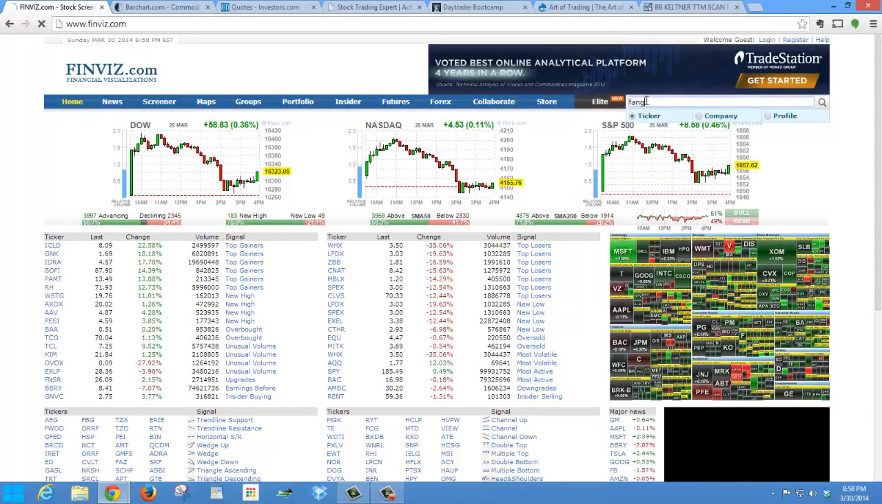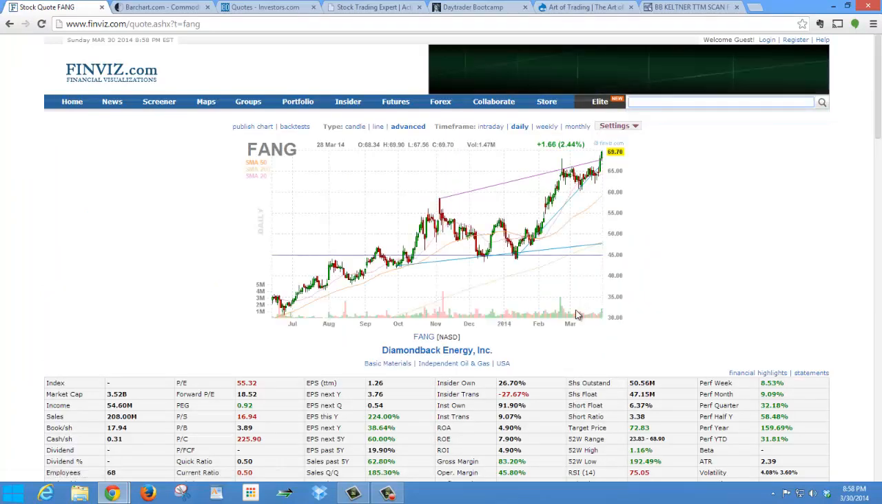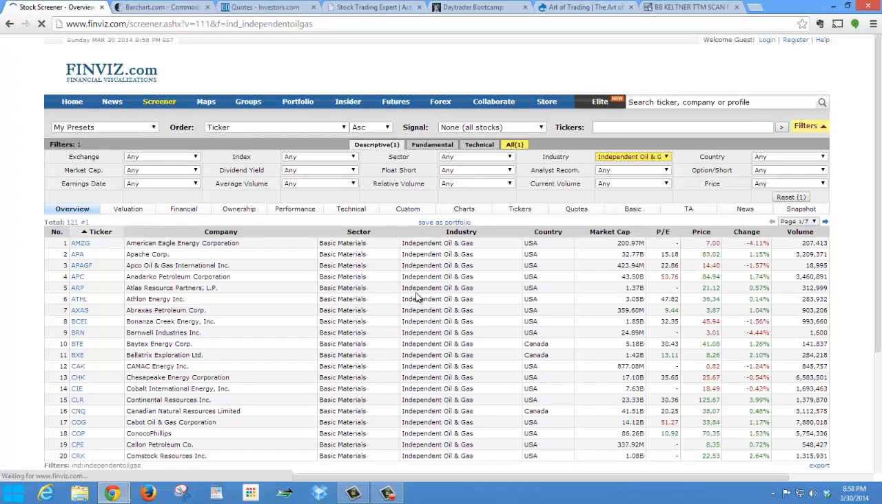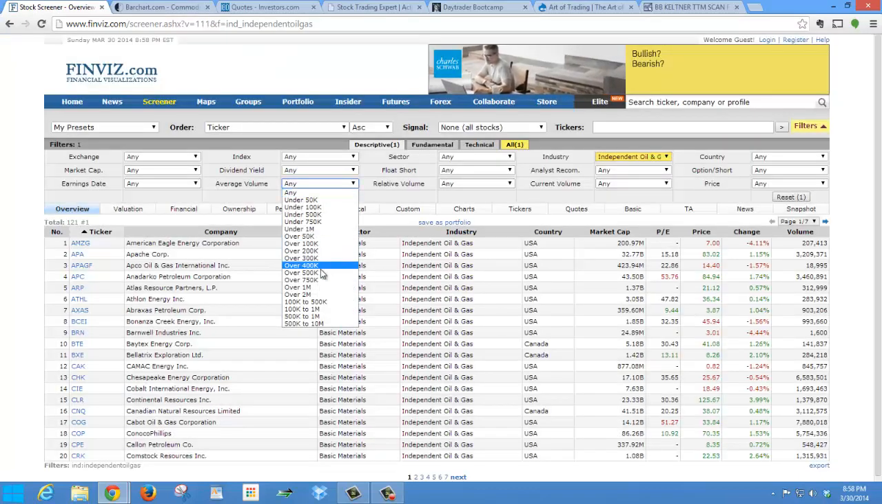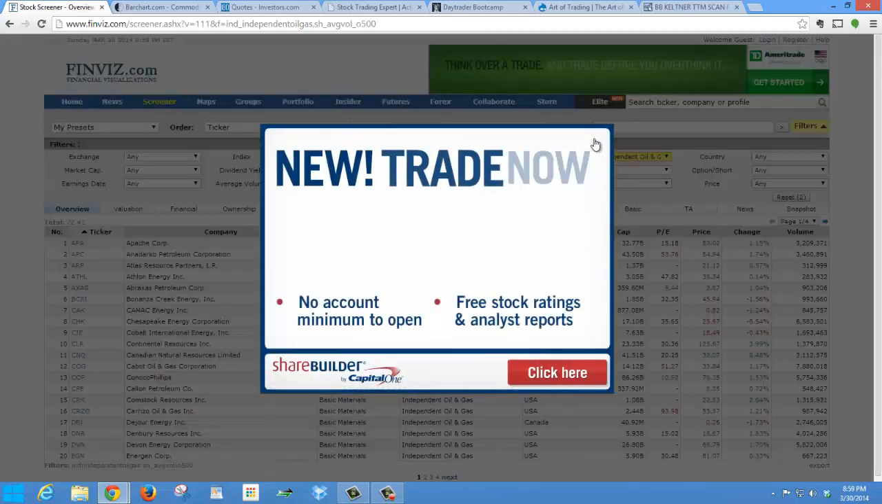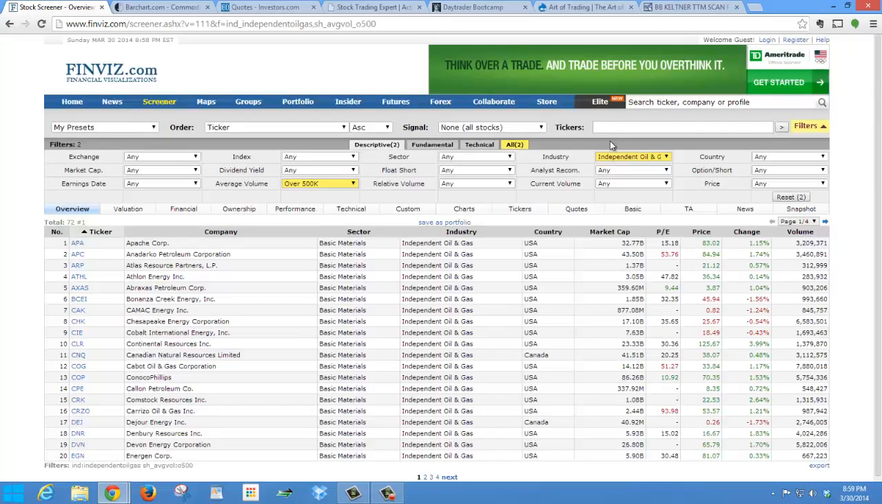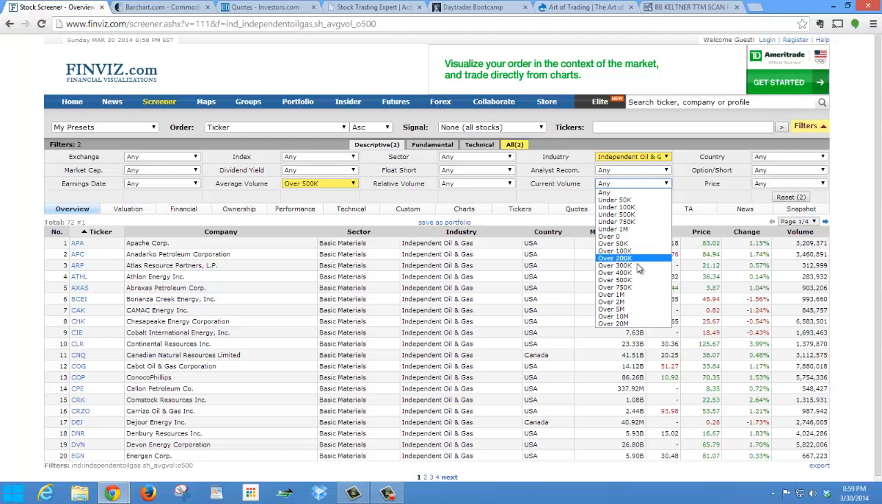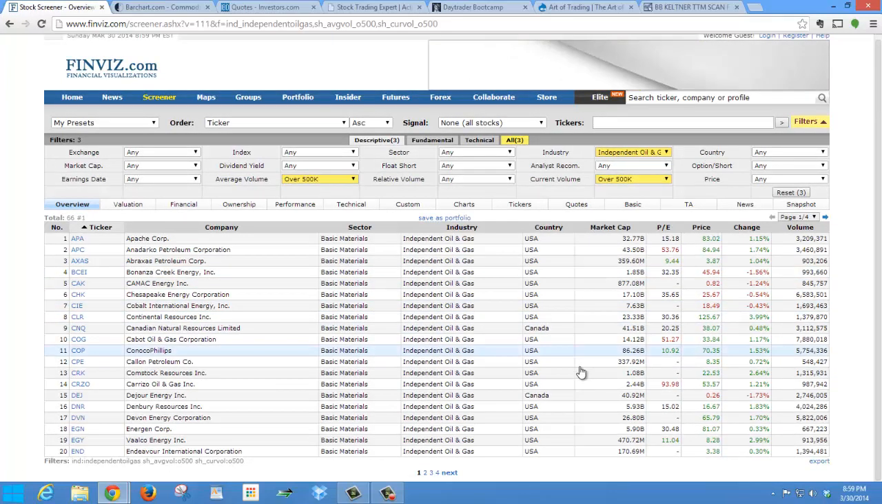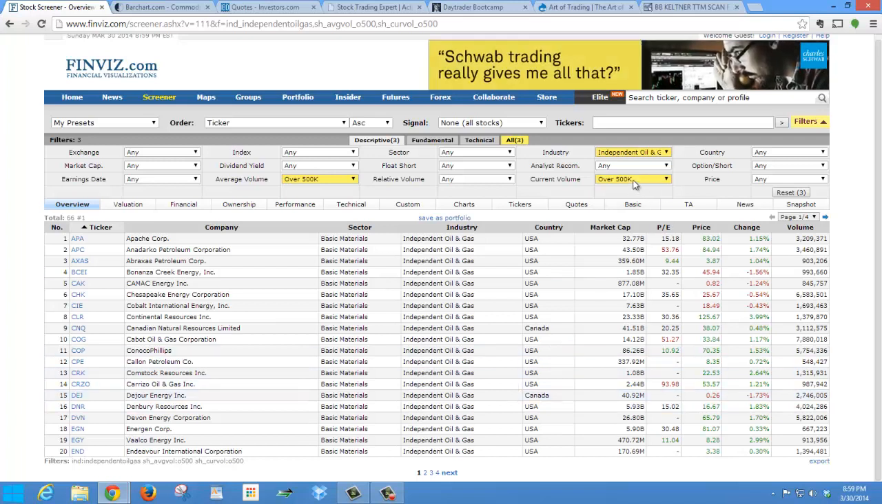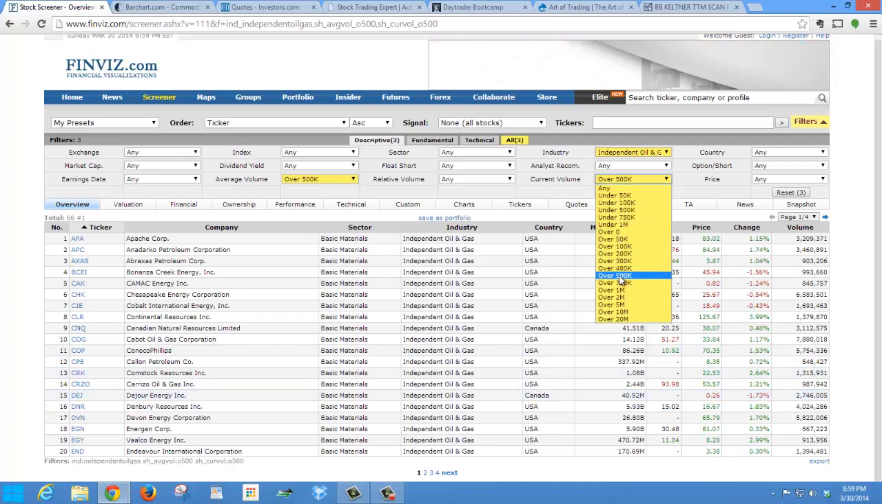and we can punch in FANG, and we'll see that it is independent oil and gas. So we can click on a sector there, and then I like to get rid of these ads and change this to over 500,000. The only reason I like to do this is I do not like to be in a stock that is not having a lot of shares traded, because you can get whipsawed around in a stock like that.